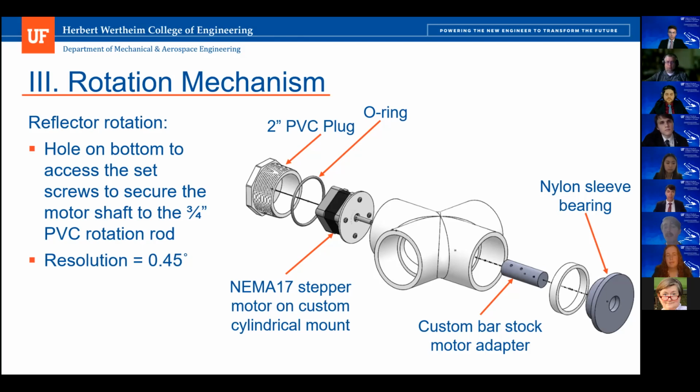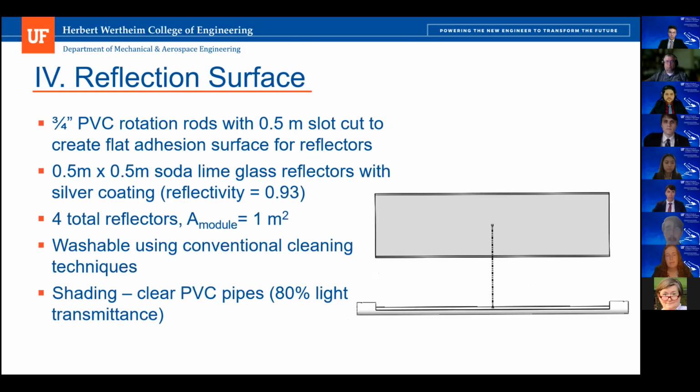The subassembly is sealed with a 2-inch PVC plug and an O-ring to provide an environmental barrier for housed electronic components and allow access to the interior mounted motors if necessary for future maintenance or access to the wiring. So let's now move on to the reflective surface subsystem.